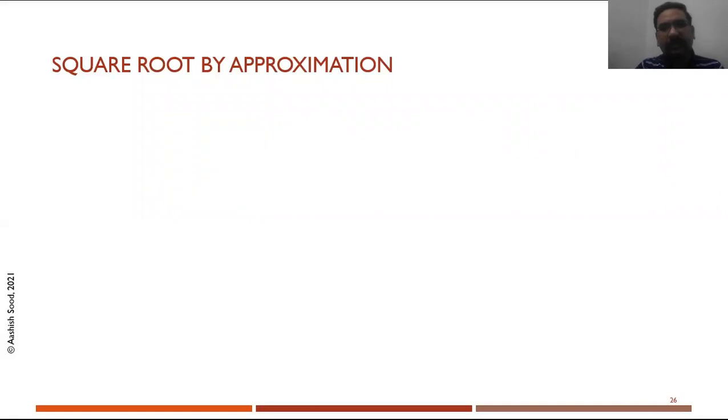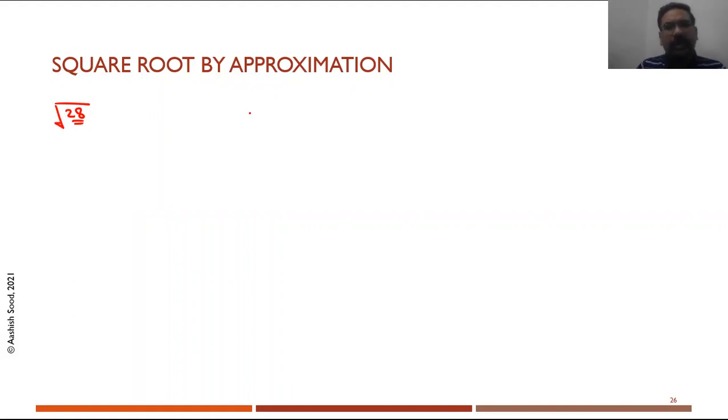Approximate करके कैसे निकालेंगे? We'll not use a lengthy approach to solve it. Let's take a number here. For example, let me take the number 28 and I want to find the square root of number 28.